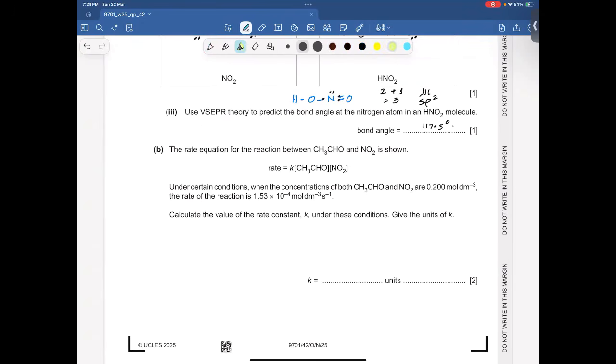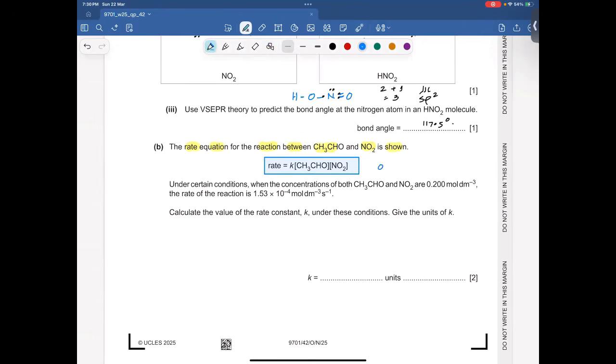Part B. The rate equation for the reaction between ethanol and NO2 is shown. The rate equation is given, and from this rate equation, I conclude that with respect to ethanol, it is first order, and with respect to NO2, it is also first order. So the overall order is second.